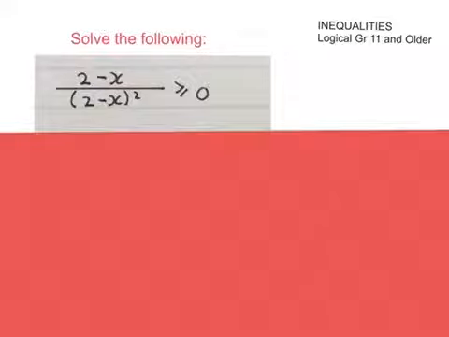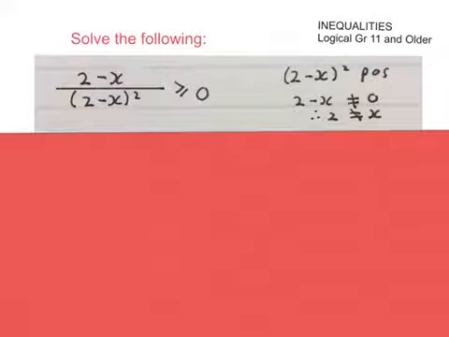This one is different again. You're supposed to see that this bottom is definitely positive because there's a square in there. Anything squared is positive in maths. On top of that, this 2 minus x is not allowed to be 0. That will make this undefined. So I took the x over, so x is not allowed to be 2.